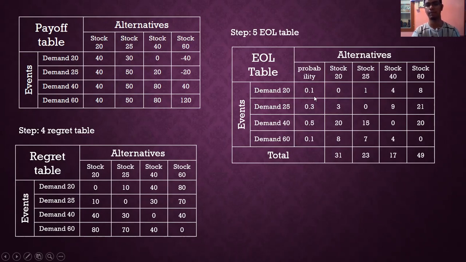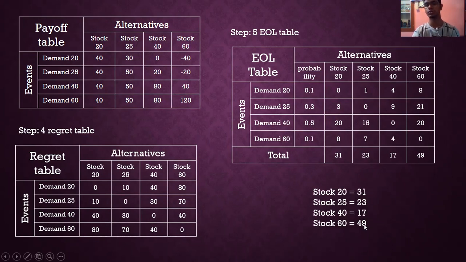So after multiplying, we are getting a total for each stock: for stock 20, for stock 25, for stock 40, and for stock 60. So the total is 31, 23, 17, and 49. So these are the totals. After getting the totals, we'll just write down what we got.